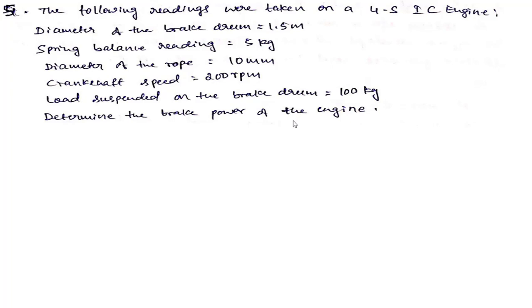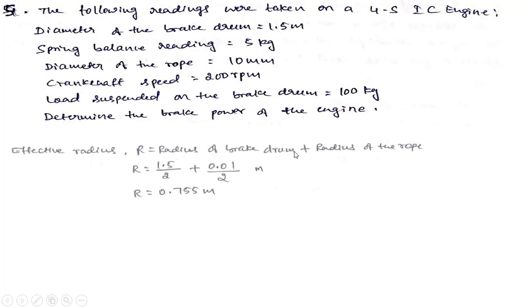Brake power is 2 pi NT by 60. You all know that. In the 2 pi NT by 60, N is the speed of the engine. It is directly given, that is crankshaft speed. And T is torque. T is equal to load into radius. For that load, they have given two values. Load suspended on the brake drum, it is 100 kg. One more is given, spring balance reading. So I'll tell you how to take this net load on the brake drum.